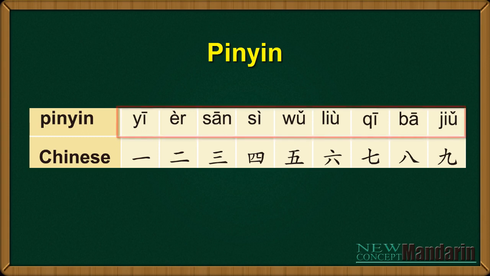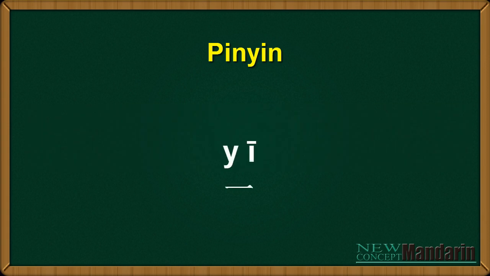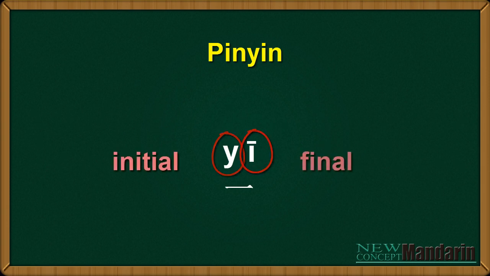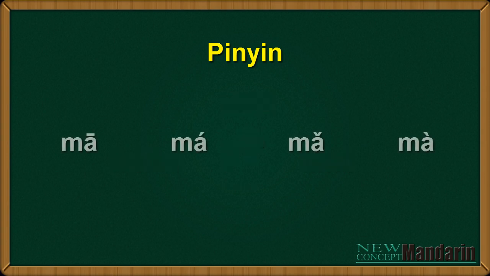What is the pinyin made of? Let's take E as an example. This is the initial, this is the final, and this is the tone. Tones make the Chinese language sound more beautiful. What is a tone? Tones are the changes of the pitch in pronunciation. There are 4 tones in Mandarin Chinese, and they are represented by the 4 tone marks.